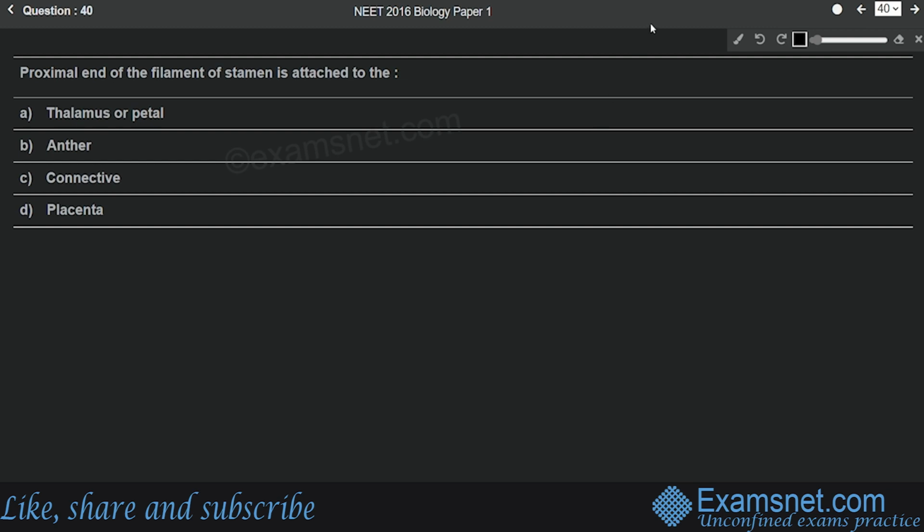Question number 40 is from the chapter Morphology of Flowering Plants, and the question is proximal end of the filament of stamen is attached to option A thalamus or petal, option B anther, option C connective, and option D placenta. So this is a direct question. We know that the proximal end of the filament is attached to the thalamus or the petal. So option A will be the correct answer.